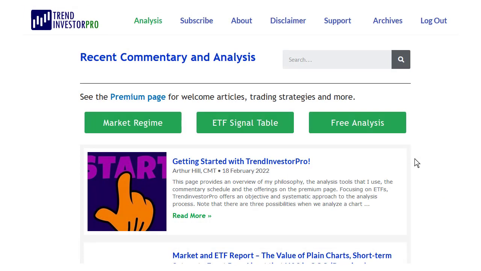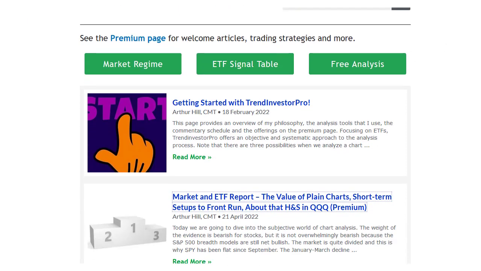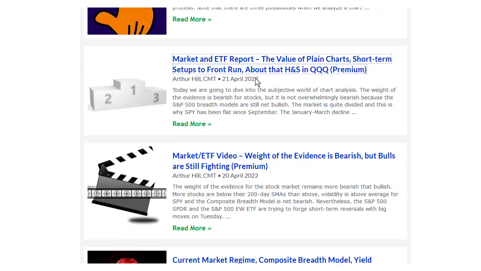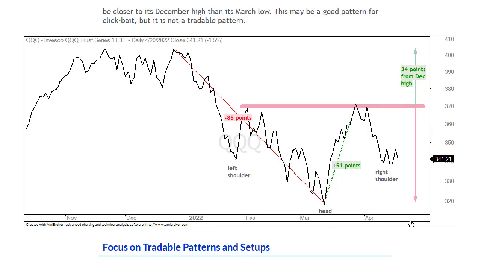So now I want to talk about that potential head and shoulders, inverse head and shoulders in QQQ. This is the main analysis page at trendinvestorpro.com. And there you can see you've got a market regime page, bull market or bear market, an ETF trend signal table, and then here's the recent commentary. And I'm going to go over the commentary from Thursday, April 21st, a section on that inverse head and shoulders pattern. And here's the chart that I'm showing.